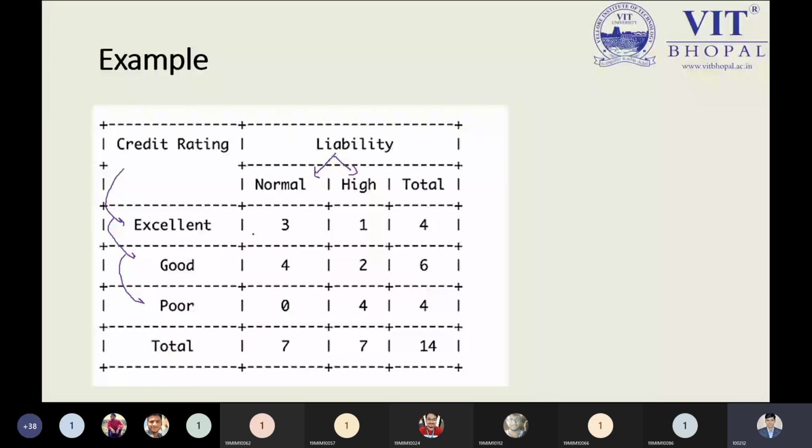So we have normal liability, and excellent, good and poor credit. We have the total values over here. We have the excellent credit rating when the liabilities are normal, and also when the liabilities are high, the credit rating can be excellent. We need to go through that part, so we must focus our information only on normal, high, and excellent, poor, and good.